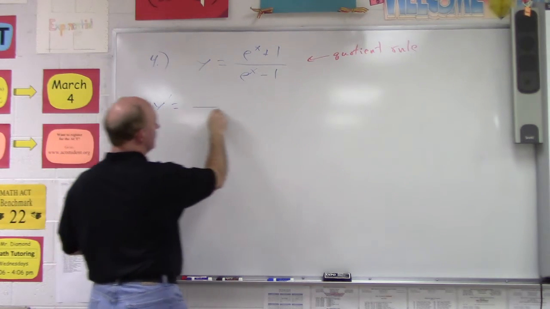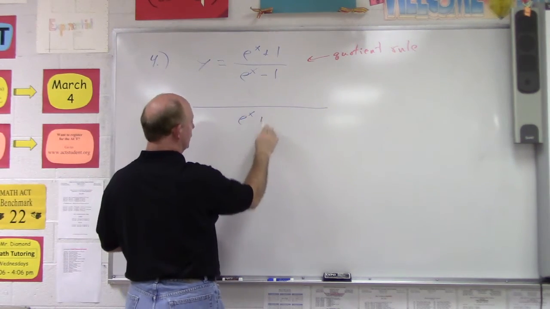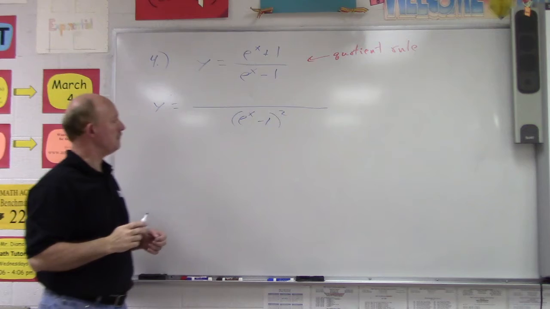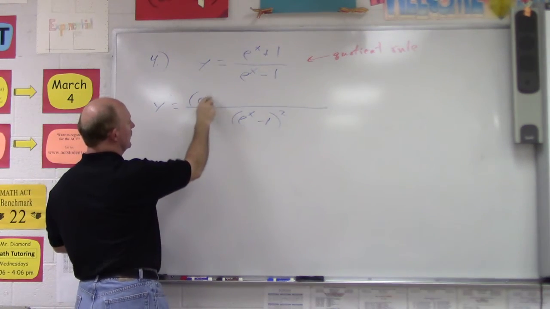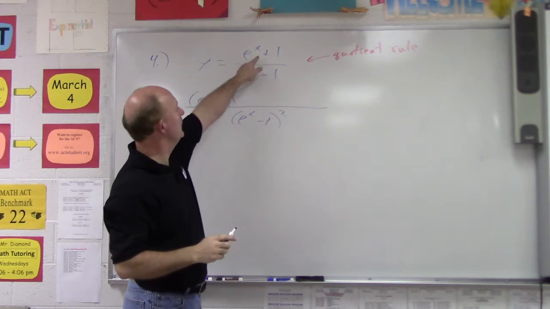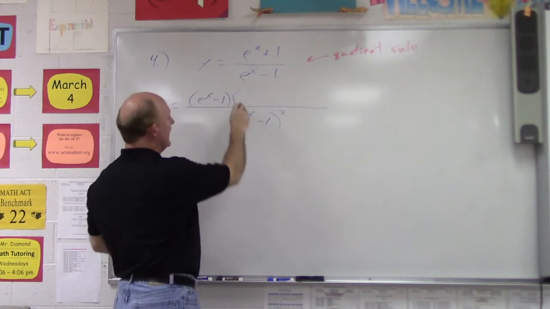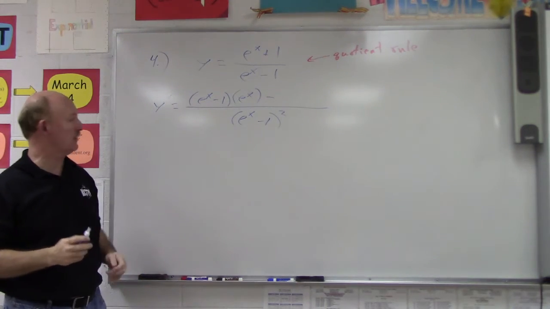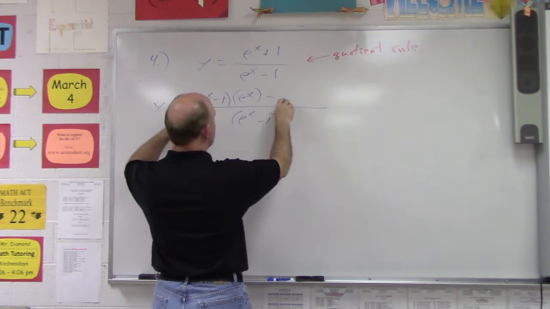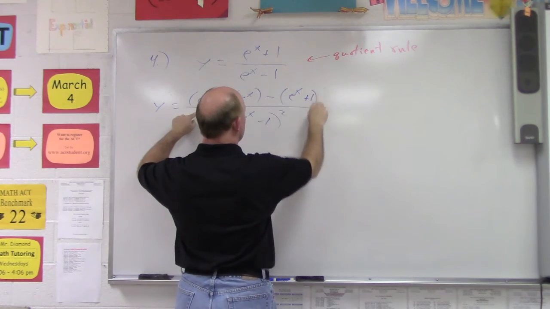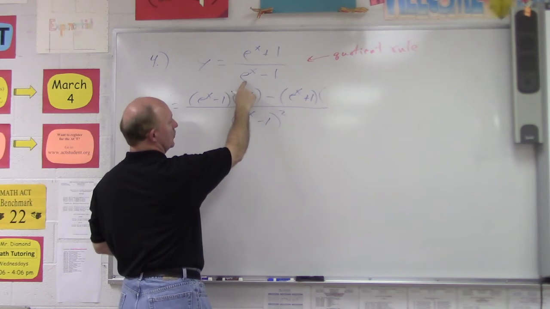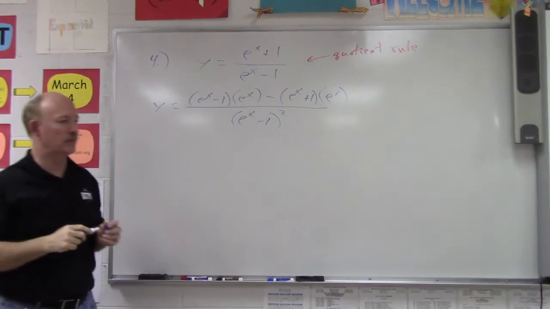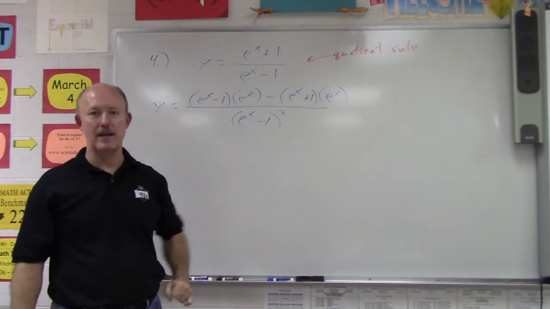So y prime will be equal to, you take the bottom squared, so e to the x minus 1 squared. Then you start off with the bottom, this is e to the x minus 1, times the derivative of the top. Now the derivative of e to the x is e to the x. The derivative of 1 is 0. So the derivative of the top is e to the x. Minus the top, which is e to the x plus 1, times the derivative of the bottom. Now the derivative of e to the x is e to the x. And the derivative of negative 1 is 0. So there you go. This is our derivative now.